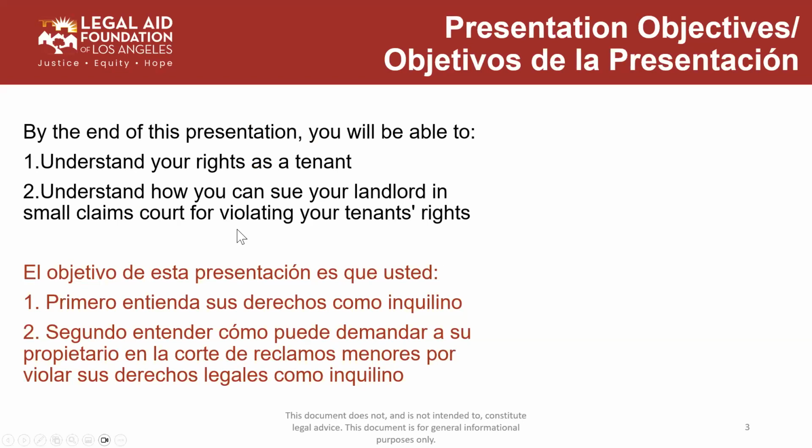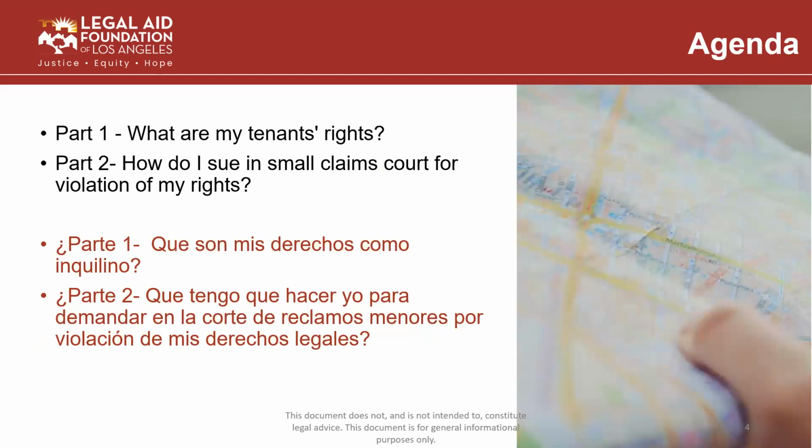So there are two main goals to this presentation. First is to help you understand your rights as a tenant, and second is to understand how you can utilize small claims court to potentially sue your landlord for violation of your tenant's rights. So with those goals in mind, our presentation breaks down into two distinct parts. First, we're going to do a high-level overview of some of your tenants' rights. And then in the second part of the presentation, we'll talk about how to sue in small claims court when your tenants' rights have been violated.